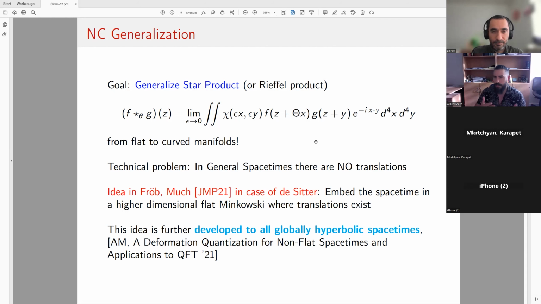So translations means that when I multiply two translations, I get a third one: v of x times v of y is v of x plus y. And now the question is, how do we generalize this flat case to the curved case? The real technical problem is in non-flat manifolds or curved spacetimes.